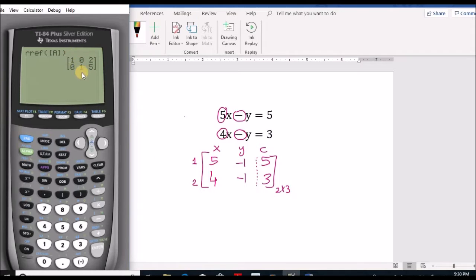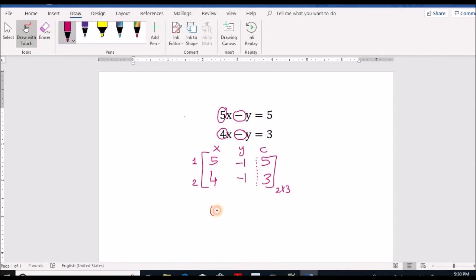You should have an identity matrix right here, which is 1, 0, 2, 0, 1, 5. If you don't have that, that means you did not select the right function. Maybe you selected the one with 1 R instead of 2 R's. So make sure to double check that. And then the solution is going to be the ordered pair (2, 5), meaning that x is going to be equal to 2 and y is going to be equal to 5. And that is the solution for this system of equations.